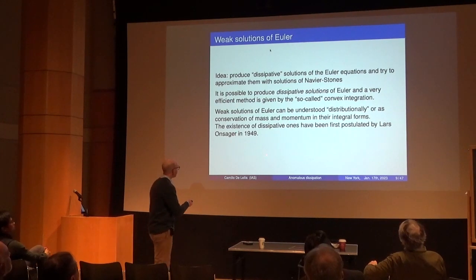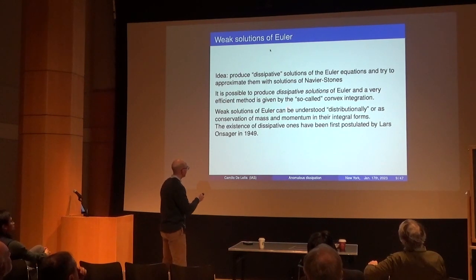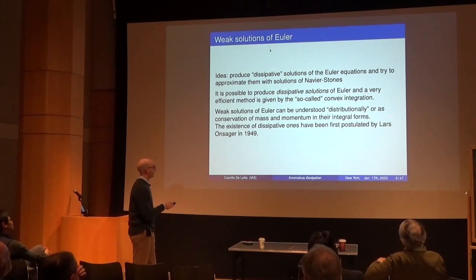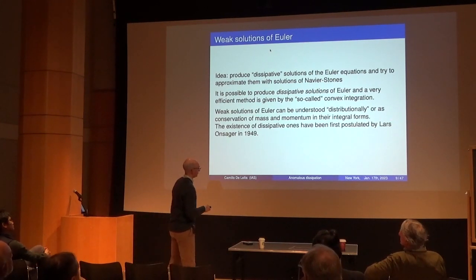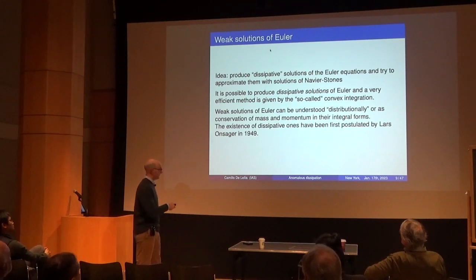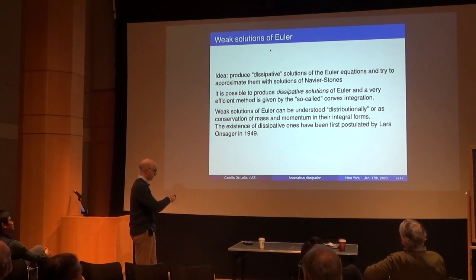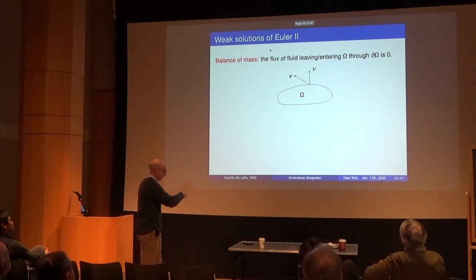By the way, the existence of dissipative solutions of the Euler equations was actually postulated by a famous theoretical physicist, Lars Onsager, in 1949. So way before all of this happened. Okay, so here is what I mean.